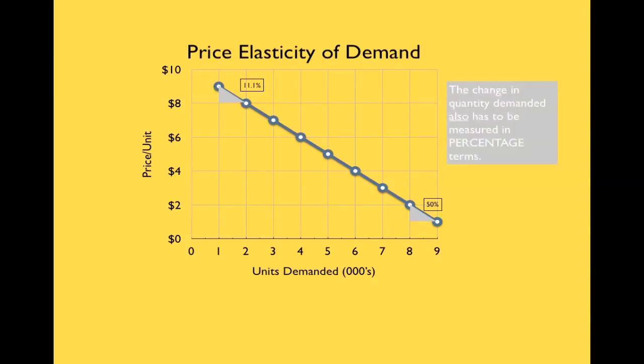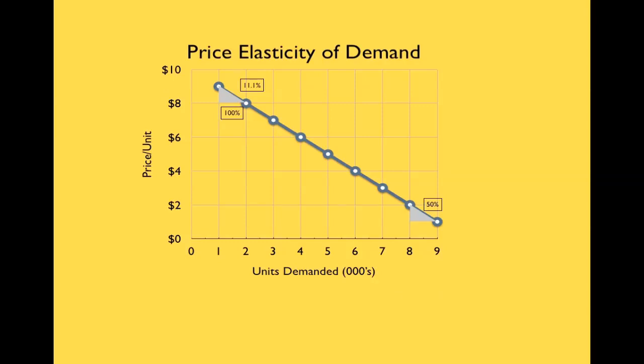The formula also requires that the quantity demanded be expressed in percentage terms. So let's do that. In the $9 to $8 case, the units demanded went from 1,000 to 2,000. This represents a 100% increase in demand. Moving to the reduction from the $2 to $1 case, demand went from 8,000 to 9,000. But this is only a 12.5% increase in demand.